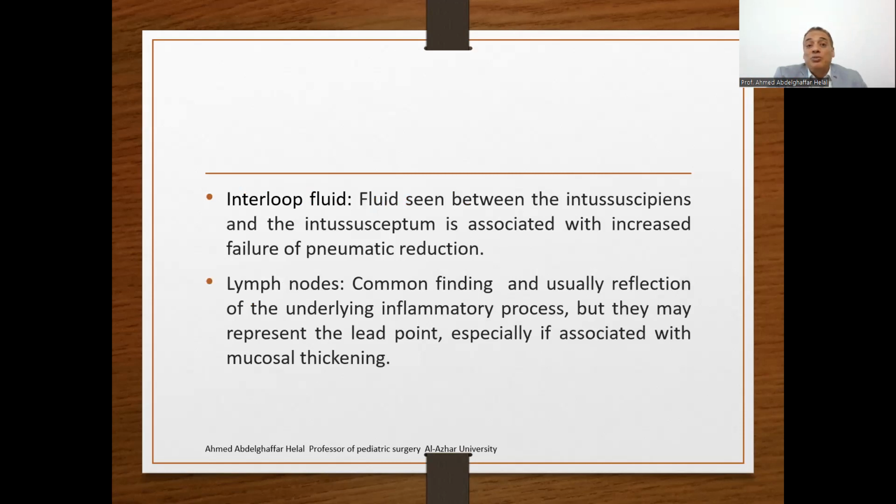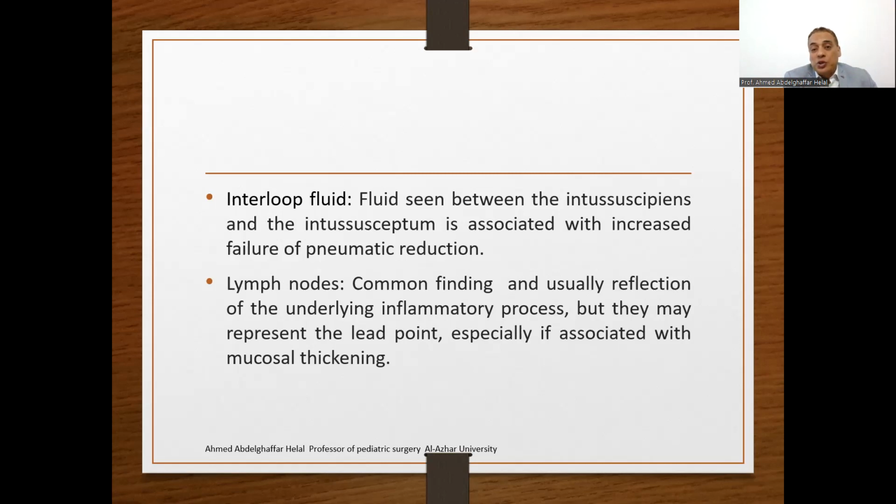Interloop fluid is the fluid seen between the two parts, the inside and the outside part, between the intussusception and the intussusceptum. It is associated with an increased failure rate of pneumatic or air reduction. So if we see interloop fluid, this is a sign documented by the ultrasound. It means fluid between the two parts, intussusceptum and intussusception. If there is fluid, this is associated with an increased failure rate of the air reduction technique.